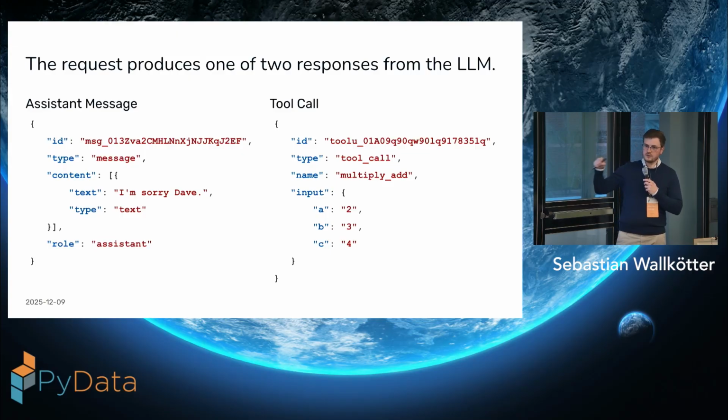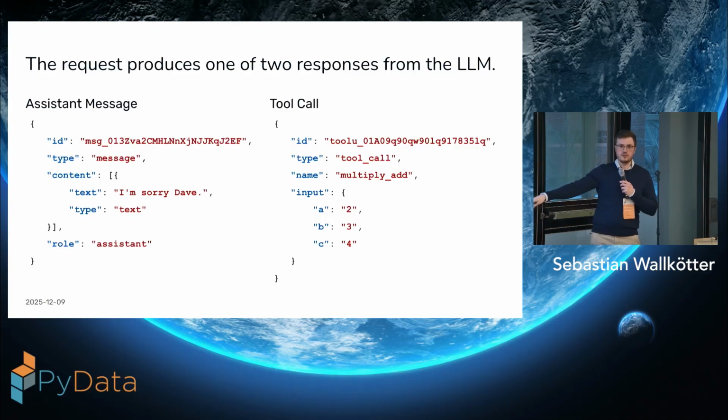And the way that works is we construct a new request, which has the exact same parameters as our first request to the model, but this time we append to the history the tool call that the LLM just did and our tool result. And then we get a new response from the model, which again will either be an assistant message or a tool call. And if it's a tool call, we repeat this entire cycle.